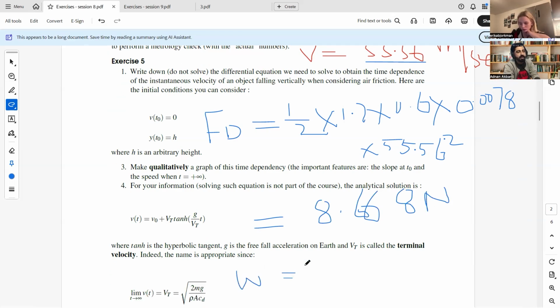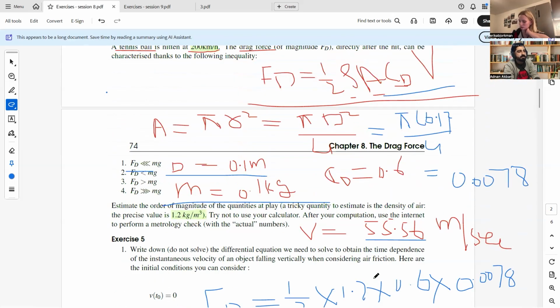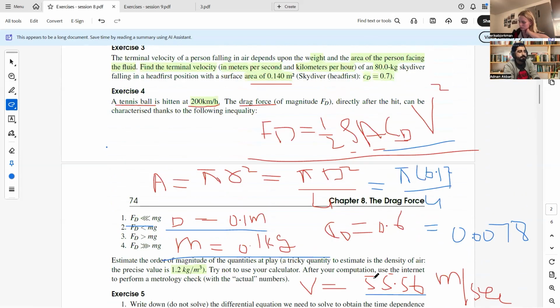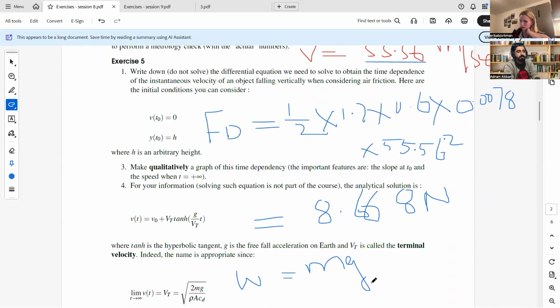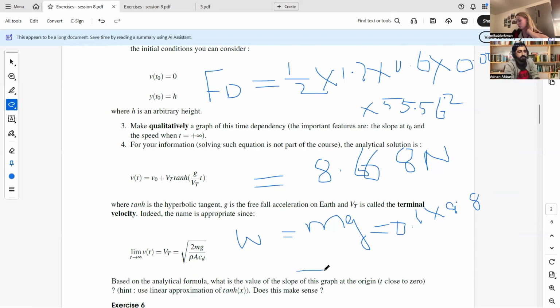W is equal to mg. The mass that is considered here is 0.1 kg. So it is equal to 0.1 multiplied by 9.8, which will result in the value 0.98 Newton.